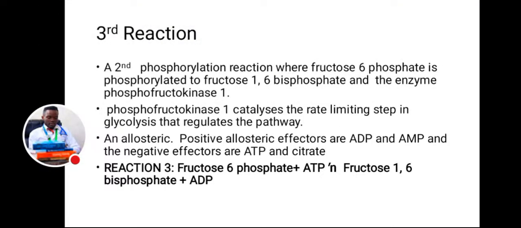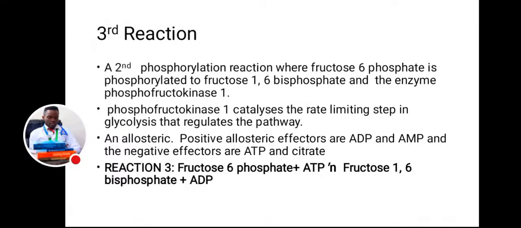Okay, that is reaction number 3, where we have fructose 6-phosphate plus ATP giving us fructose 1,6-bisphosphate plus ADP. Then the enzyme is called aldolase.